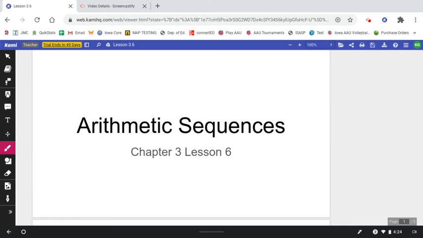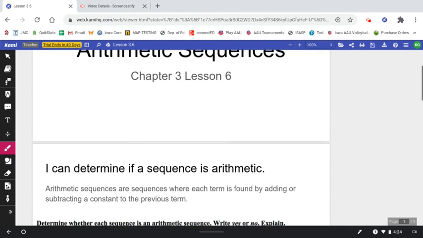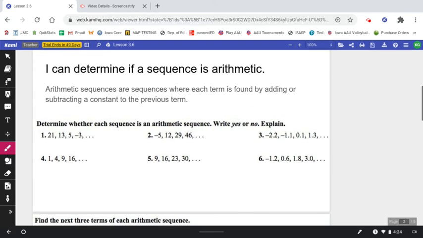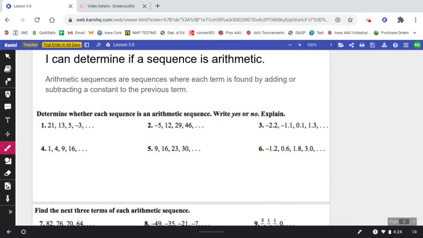Chapter 3, Lesson 6, Arithmetic Sequences. Arithmetic sequences are sequences where each term is found by adding or subtracting a constant to the previous term. So basically, we're looking for addition and subtraction patterns. Determine whether each sequence is an arithmetic sequence, write yes or no, and explain.